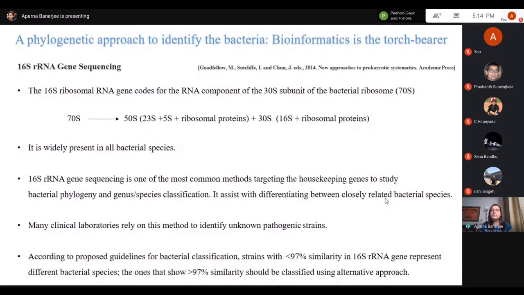Also, in many clinical laboratories, they rely on this method to identify unknown pathogenic strains. For example, some bacterial disease occurs and we don't know which bacteria it is. We can go for the sequencing and understand it.